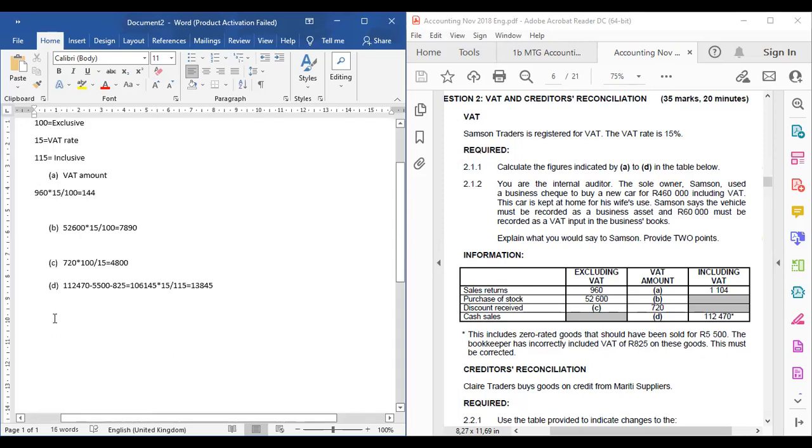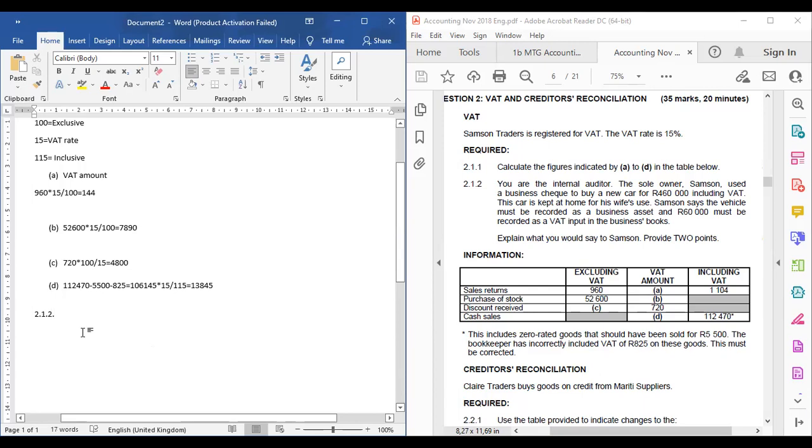Now we're going to the discussion question, 2.1.2. They're saying that you are the internal auditor. The sole owner, Samson, used the business cheque to buy a new car for 460,000, including VAT. This car is kept at home for his wife's use. Samson says the vehicle must be recorded as a business asset and 60,000 must be recorded as a VAT input in the business books. Explain what you should say to Samson.